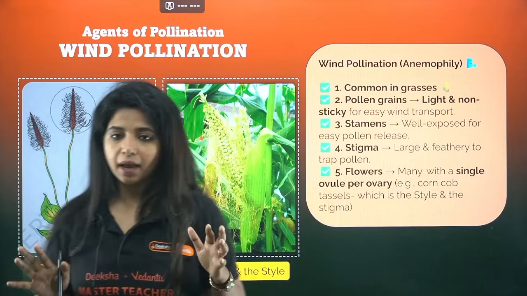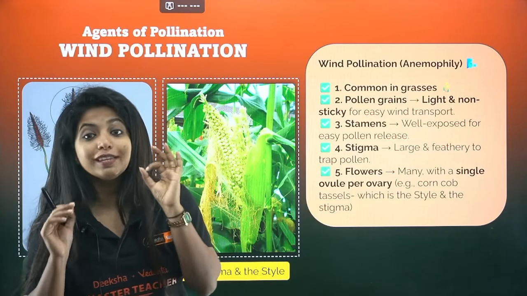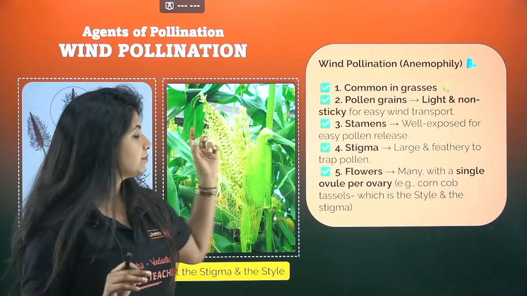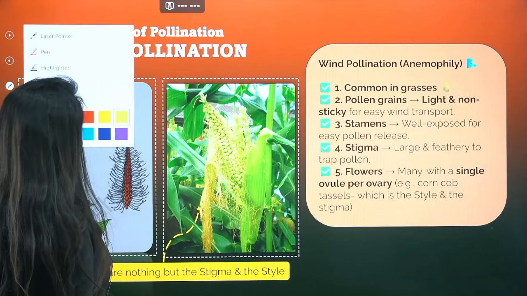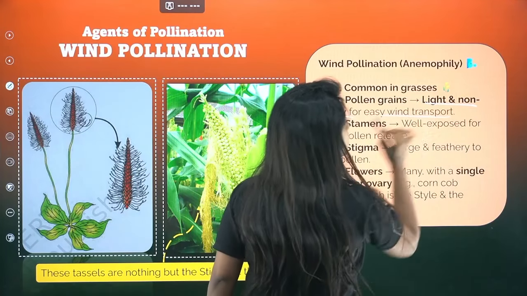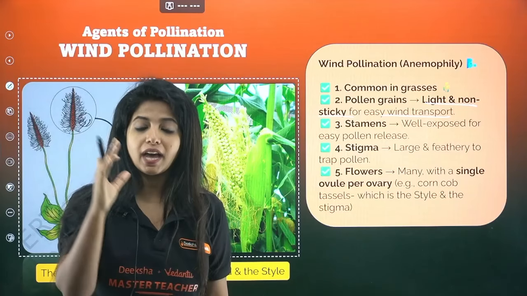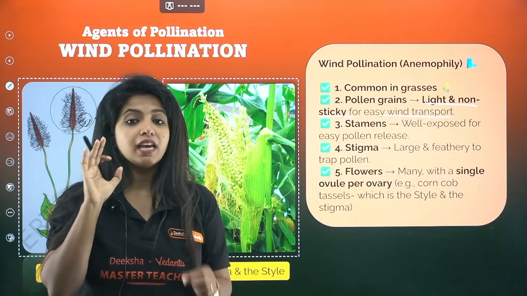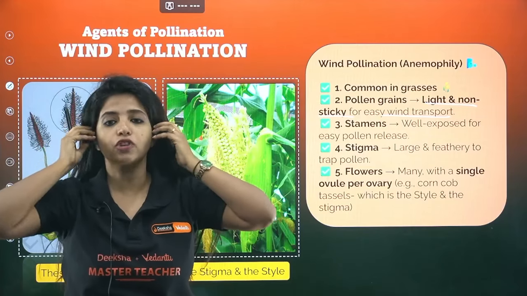Wind pollination examples are simple. One is corn cob and one is grass. You need to remember it. There are certain features given for wind pollination. The pollen grain should be light and non-sticky for easy wind transport. If they are not light, they will not be transported easily, and if they stick somewhere, it will be a big problem. So these features can be asked in any exam.